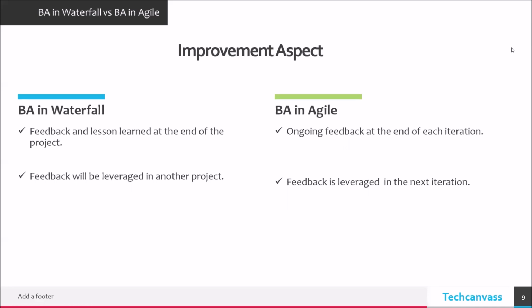Let's talk about improvement aspect. In Waterfall, scope of improvement is when business analyst and its team work with the whole project on next cycle. Feedback and lessons can be leveraged on future project solutions. Whereas in Agile, business analyst will take feedback at the end of every iteration delivery and then will work on improvement areas in coming iterations.